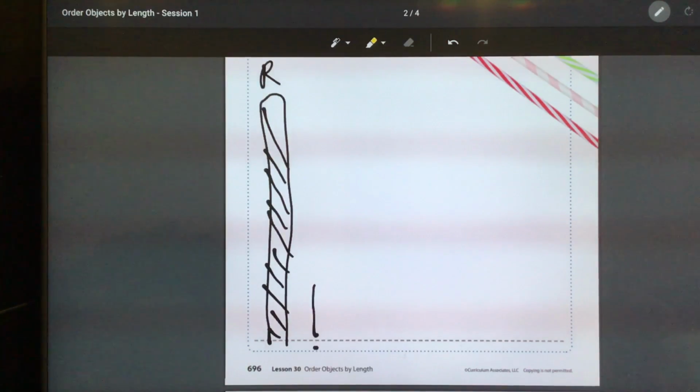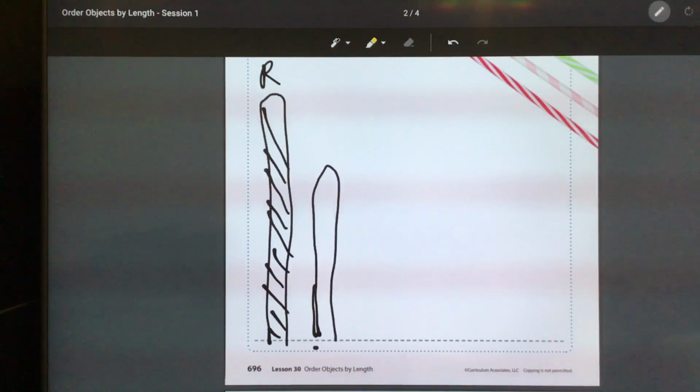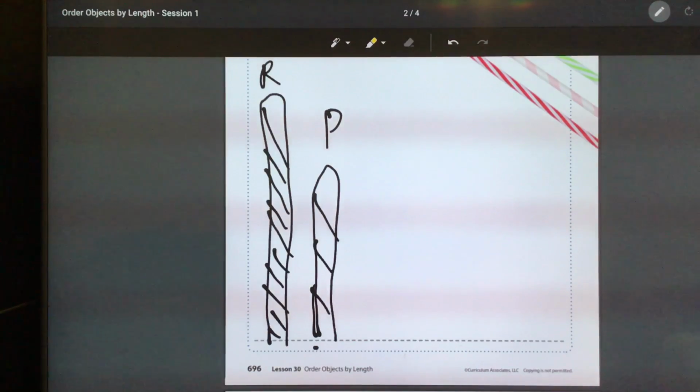Make sure you start at the bottom and go up. The pink one's lines are a little bit thicker. I'm going to put a P for pink. And then next we have a green one.